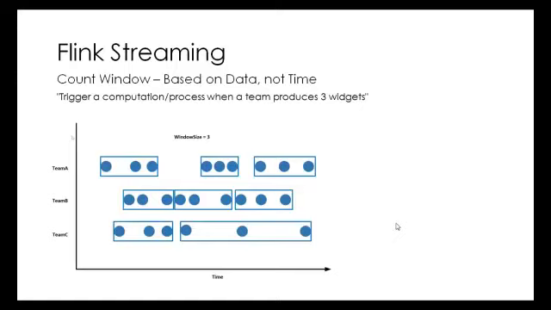So here I just have three different teams, and they're producing widgets, and you want to know every time a team produces three widgets, maybe you want to package them up, or create a report, or do something. This mechanism will give you that flexibility, so you can say, okay, when I see three things, I want to do something. Again, key-based. So you have to think in terms of keys, and you have to think in terms of time differently.